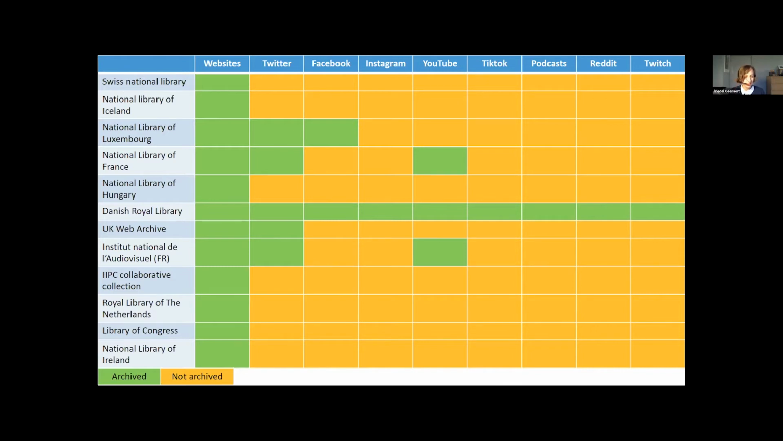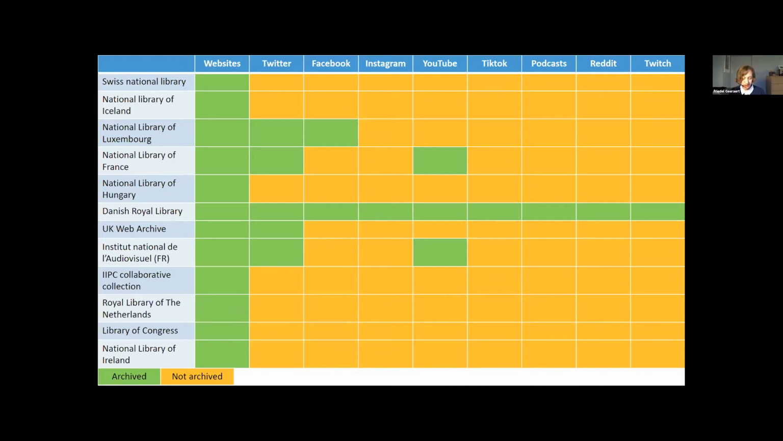And Netarkivet at the Royal Danish Library really deserves a special mention because they truly offer a wide selection of social media content related to the COVID-19 crisis, including Twitter, Facebook, Instagram, YouTube, TikTok, Reddit, Twitch, and even some podcasts.